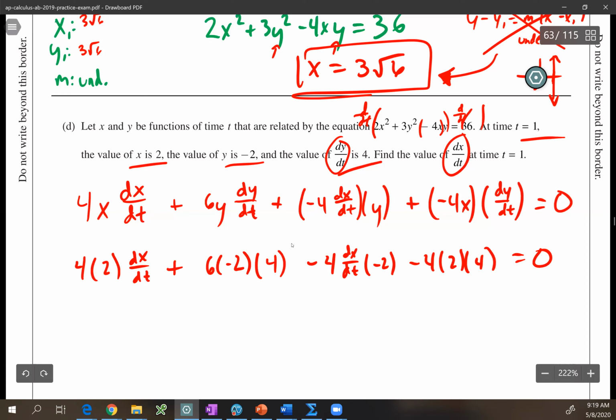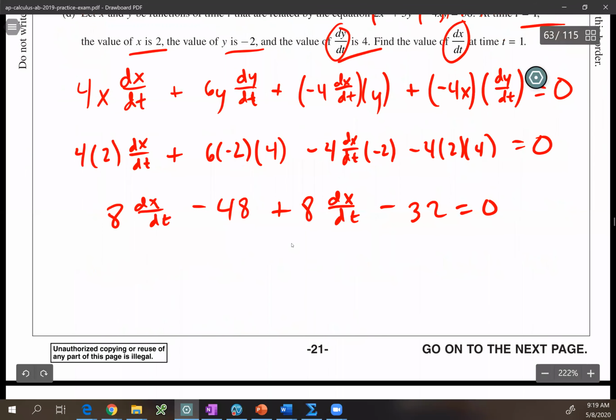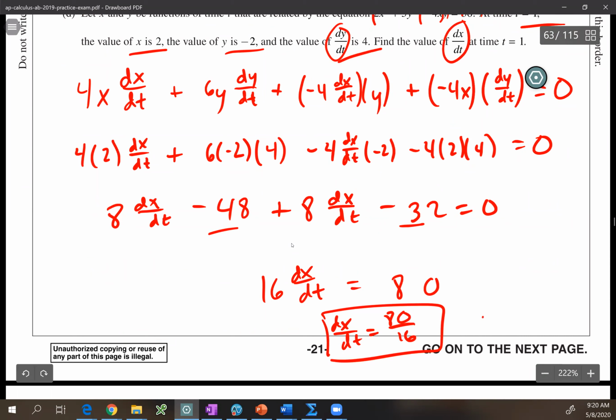And from here, you're just solving, right? 8 dx/dt minus 48 plus 8 dx/dt minus 32 equals 0. We move the numbers to the other side, right? Negative 48 and negative 32. When we add those, they become 80. And this is 16 dx/dt. And so we divide by 16, we get dx/dt equals 80 over 16, or in your calculator, you can simplify that, and it's 5.